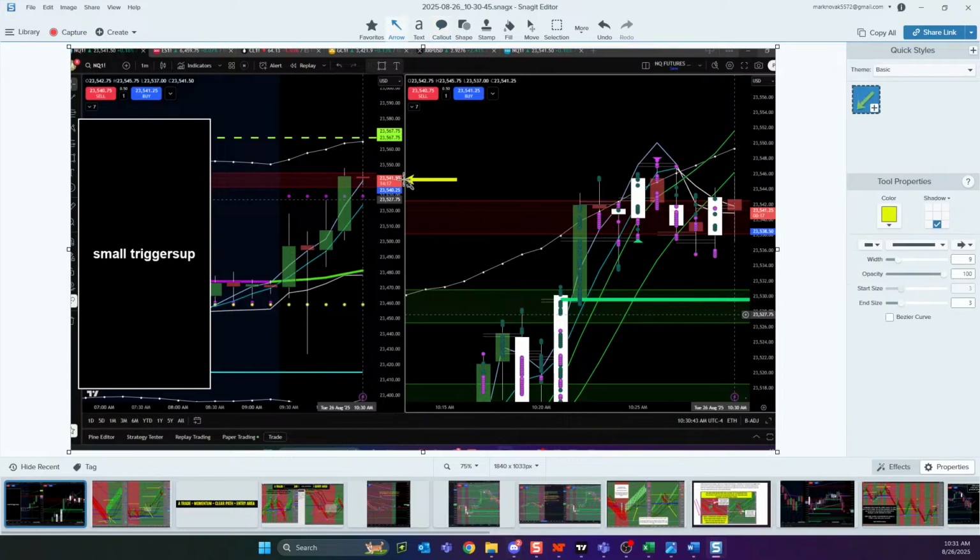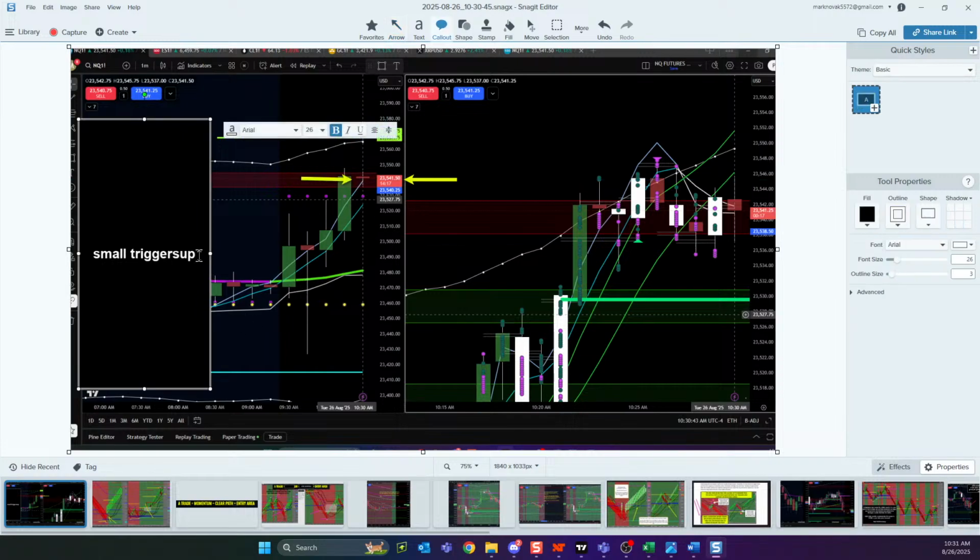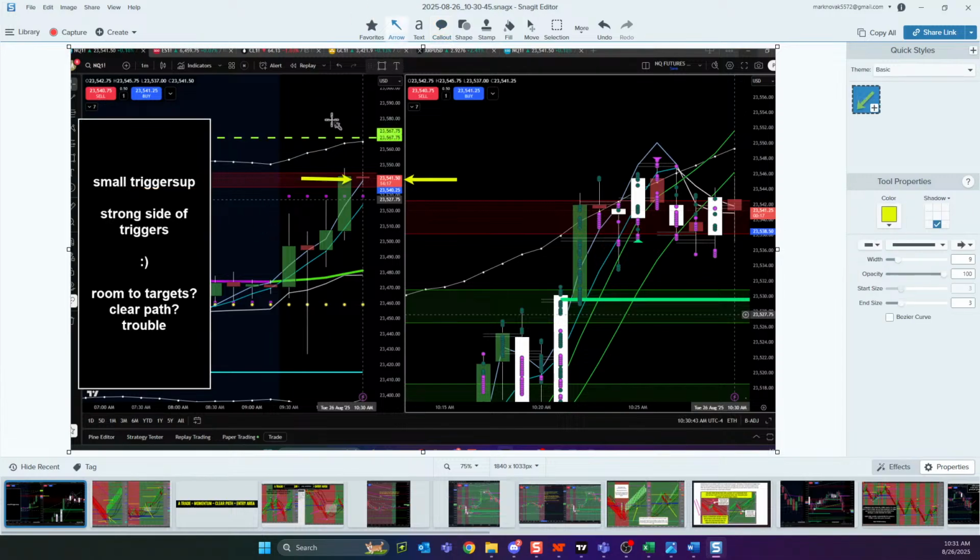Where's the most current price? Does everybody see that the price is above those triggers? It's left of those triggers. We are strong side of triggers. Jen, you're getting ahead of me. Strong side of triggers, guys. That's good stuff. And now the ever important question that seems to be coming into everybody's charts: is there room to targets? Is there a clear path? Is there trouble? And then Jen said it. Jen said, look, Mark, you're trading directly into a zone. The rules say don't do that.